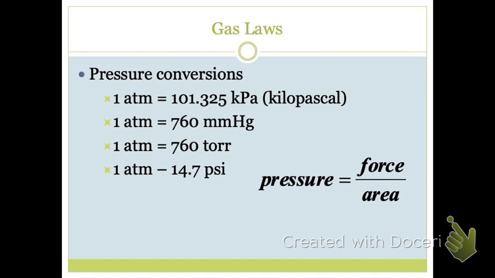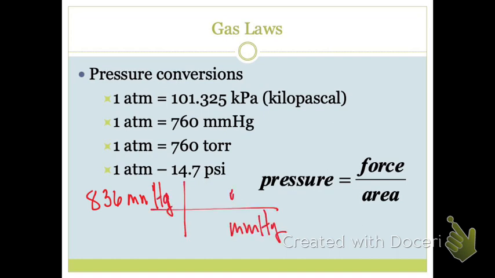It's a simple conversion. If I gave you 836 millimeters of mercury and I wanted it in atmospheres, I would just go millimeters of mercury to atmospheres. 1 is equal to 760, just like that. It's a simple conversion. The T-chart lives on, it'll never die. Does that kind of make sense?